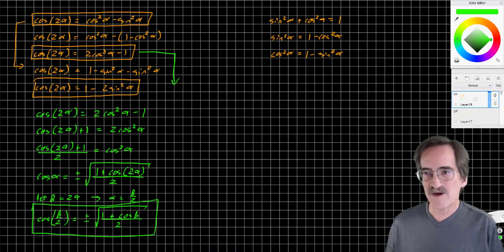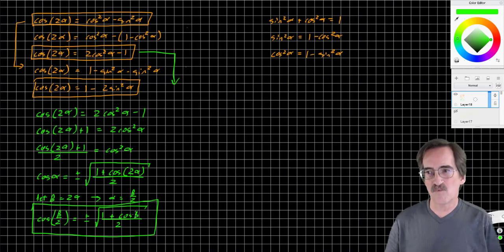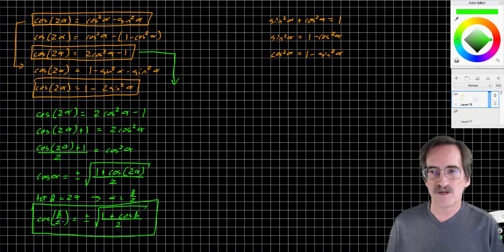So if I have a half of something and want to increase it to bigger, I'm going to use the half angle identity. So for example, if I want to find the cosine of 15 degrees, which I'll do here in a minute, I would then use 15, and then beta would be 30.